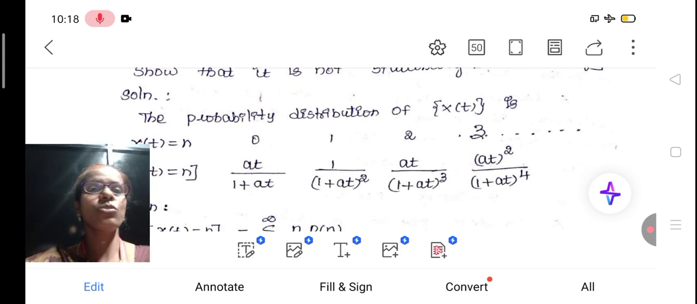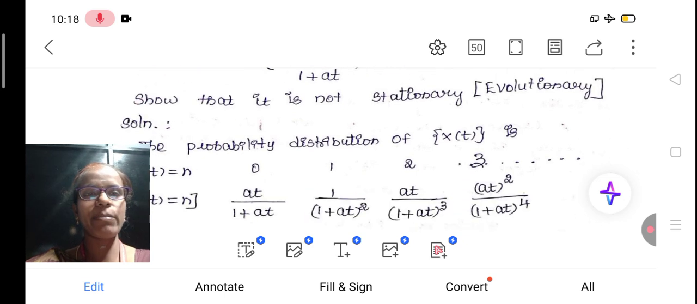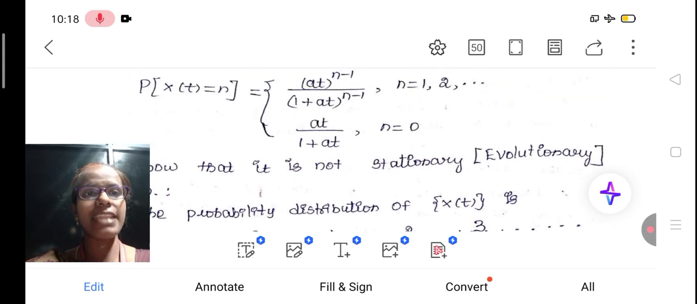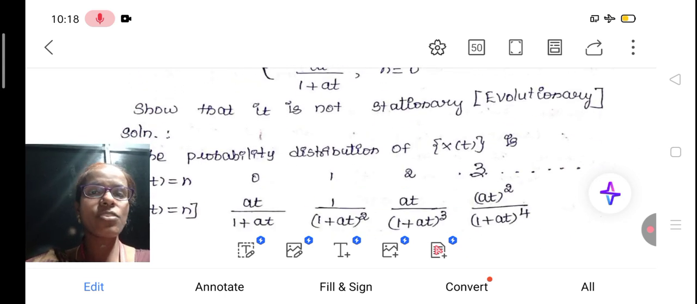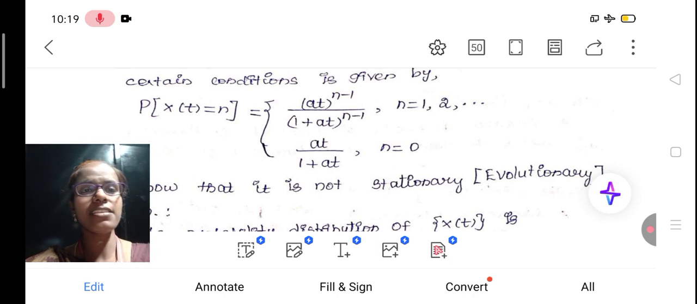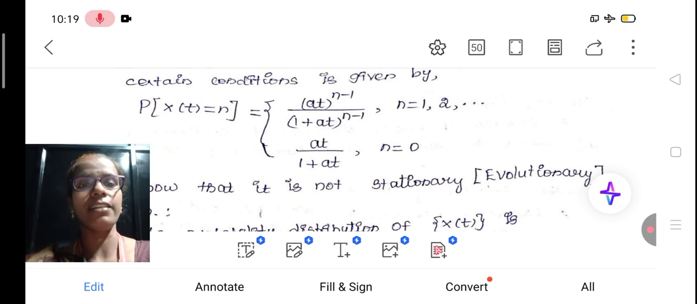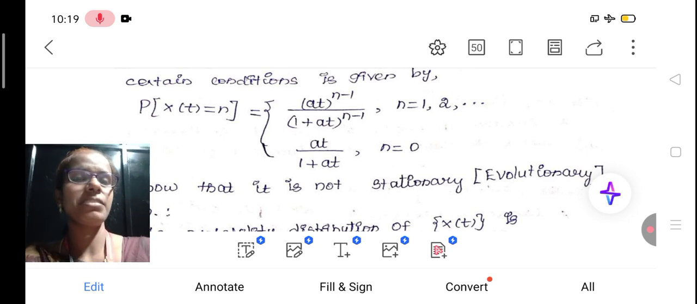So the probability distribution of X(t) is, just replace the values for n and take the probabilities. The first thing is n equal to 0, which is given separately, at by 1 plus at. N equal to 1, just replace n as 1, so 1 minus 1 is 0, and in the denominator actually it should be n plus 1, not n minus 1, there is some mistake here.